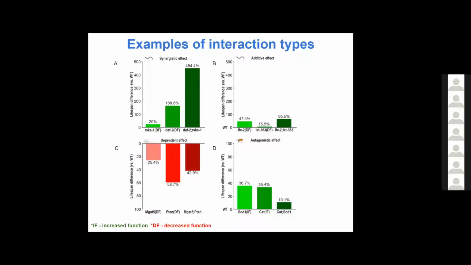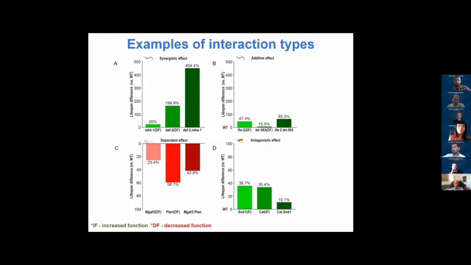Here you can see actual examples for each type of interaction described before. In the first figure, in figure A, we see in C. elegans RSKS1 mutants that show only 20% increase in lifespan compared to wild type, and DAF2 mutants that have 168% increase. But the double mutant with interventions in both RSKS1 and DAF2 lives 4 times more than the wild type. IFE2 and LET363 are additive with regards to lifespan, as you can see in figure B. So the effect of the double intervention is equal to the sum of individual effects.